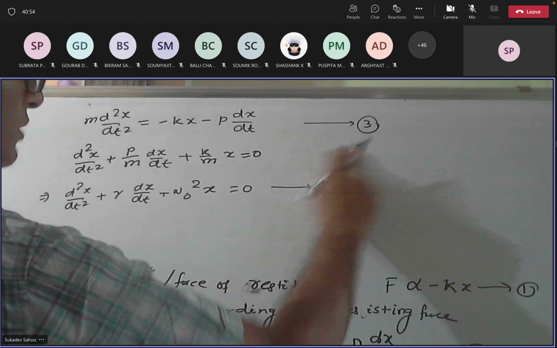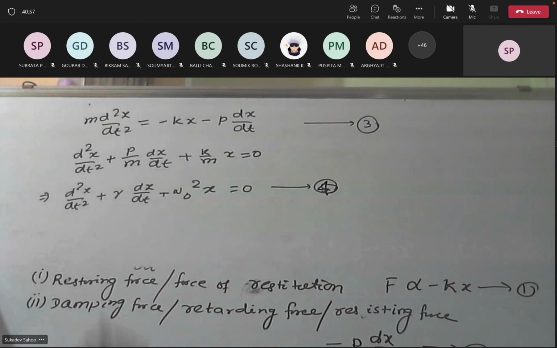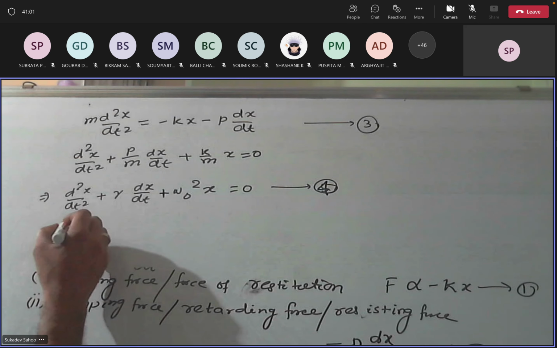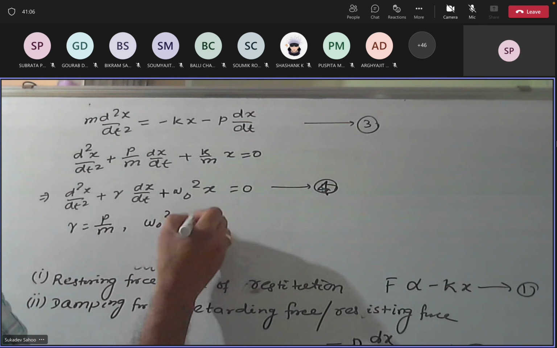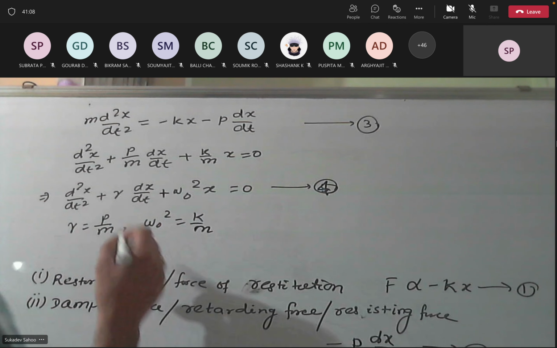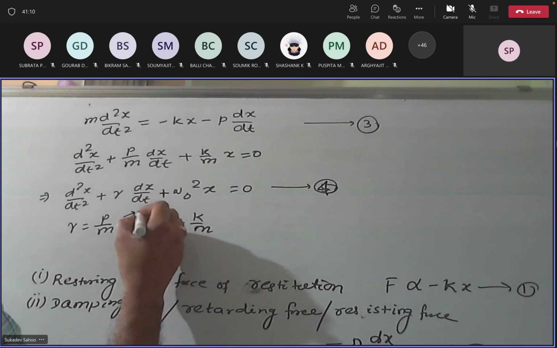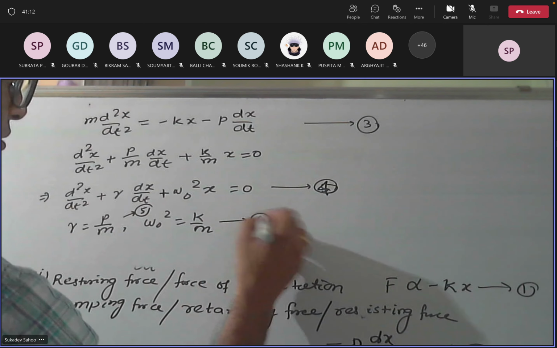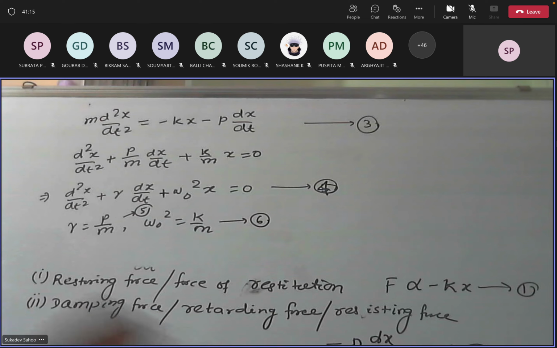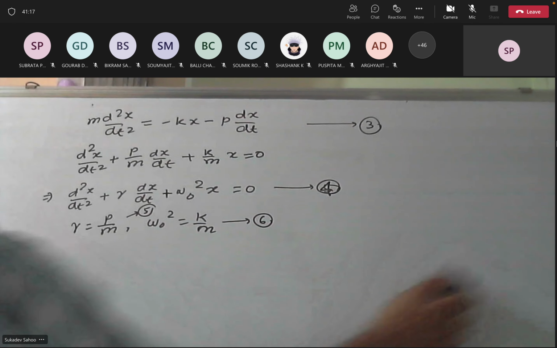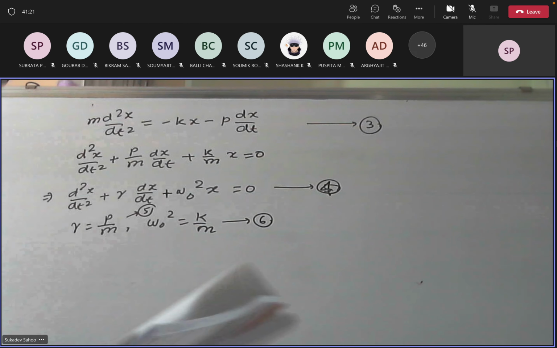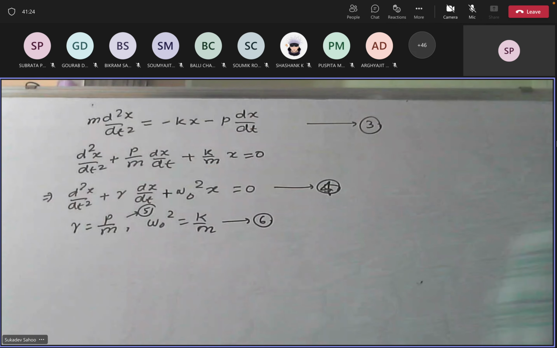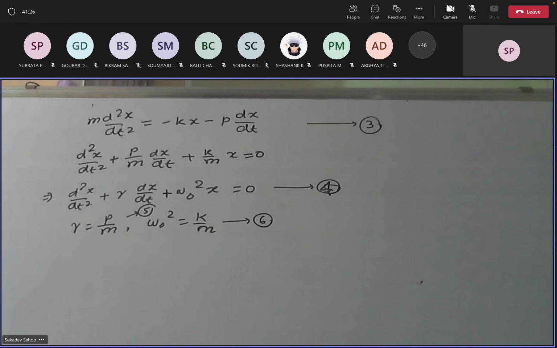Or it is not equal to dt, where gamma equal to p by m and omega 0 square equal to k by m. This is equation number 5, this is 6. Where omega 0 is the angular frequency of the oscillator in the absence of damping, which is known as the natural frequency of the oscillator.